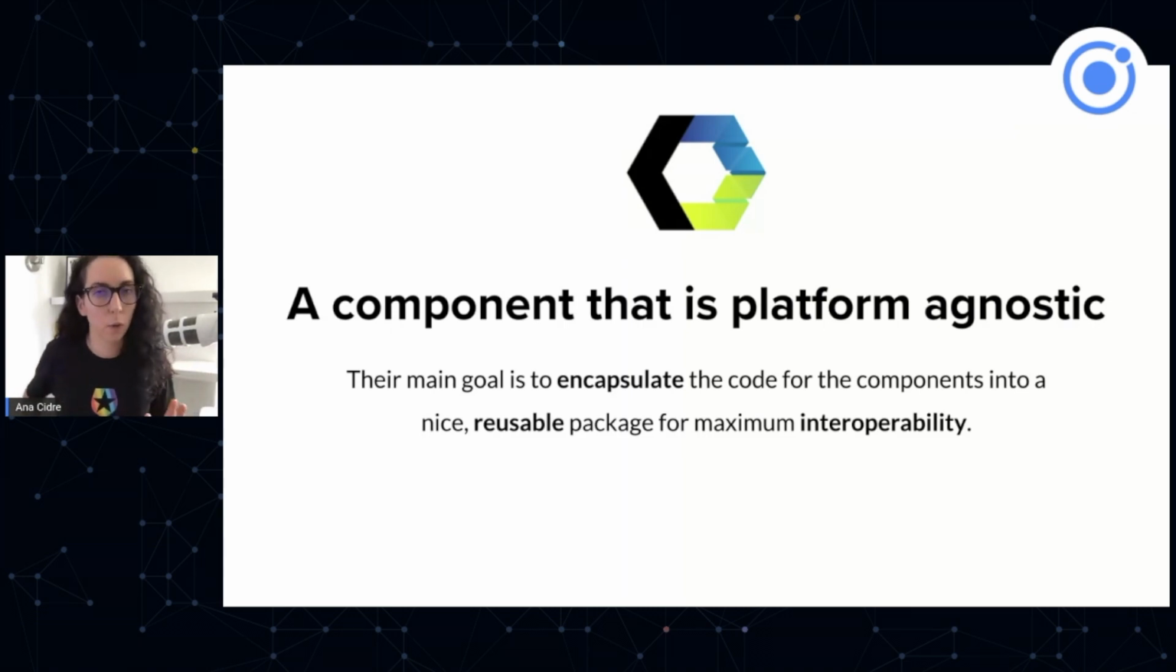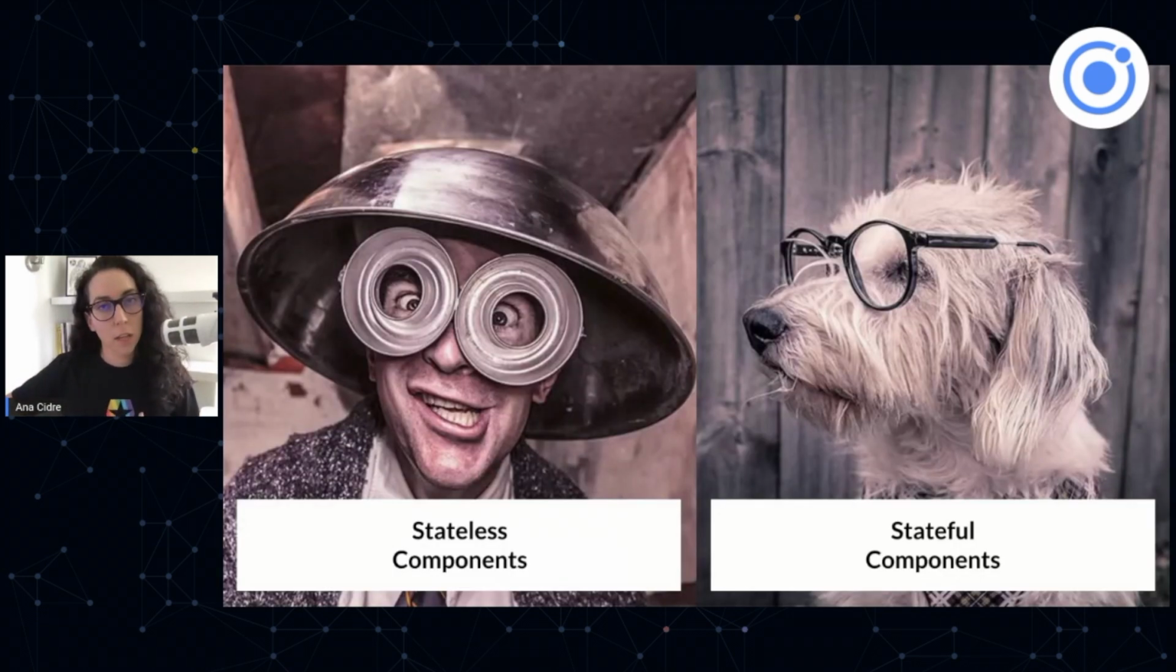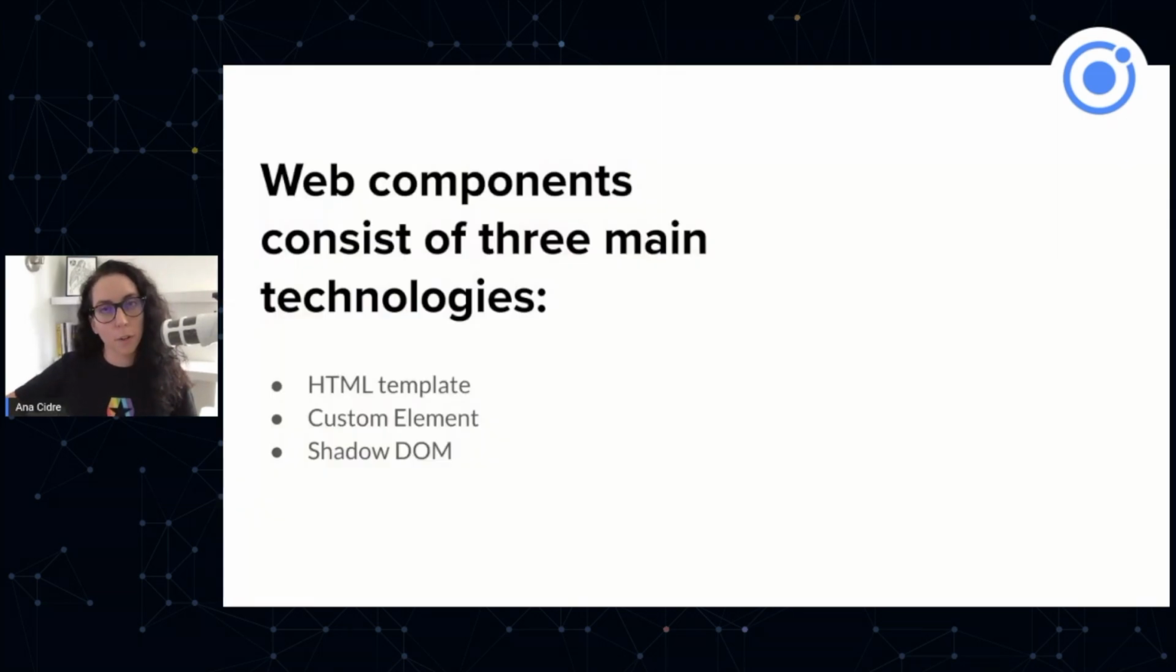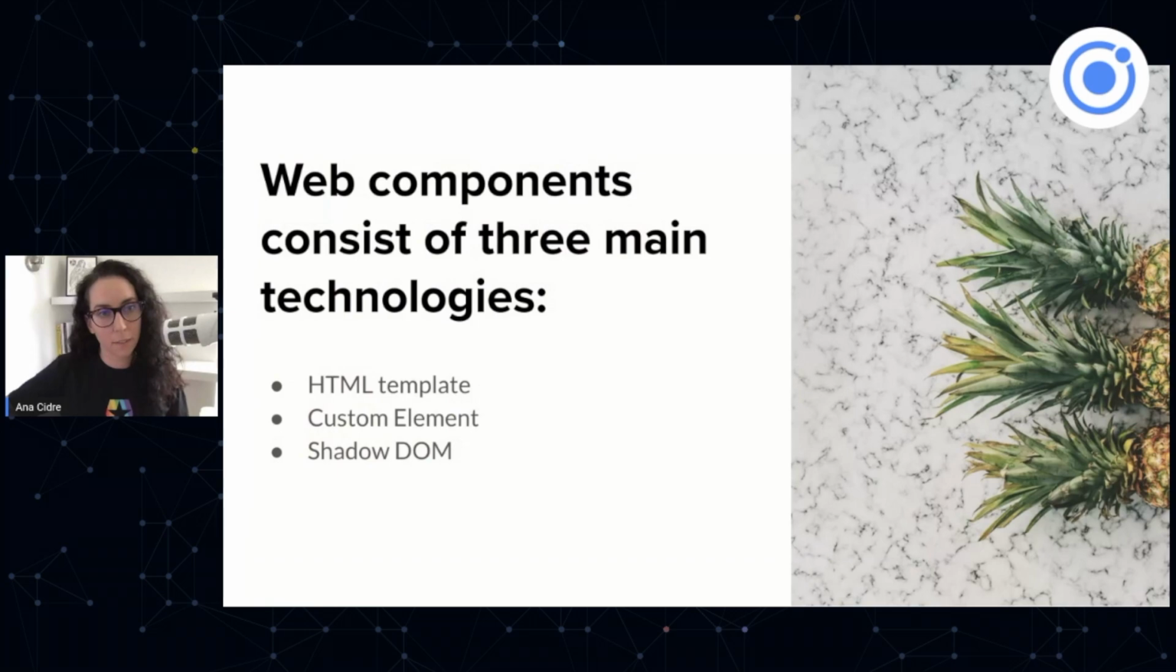But when we tend to think of web components, we tend to think that they are pure stateless UI components. However, that's not true. And throughout this talk, we're going to go from a stateless to a stateful component to get a better understanding of how we can build these. So web components is the umbrella term of three main technologies: HTML template, custom element, and shadow DOM.